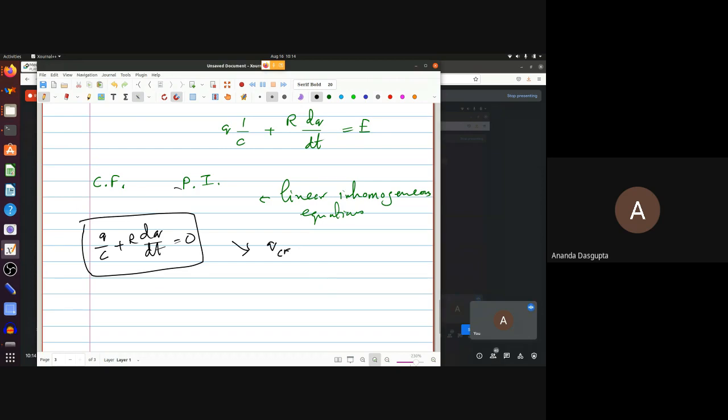The point is the particular integral is a solution that your complex impedances, etc., will give you. What about the complementary function? That satisfies this equation, right? Q by C plus R dq dt equals 0. In this particular case, all of you should know the solution, what the equation is and what its solution is. It's nothing but the equation of a discharge of a capacitor, right? And you should all know its solution.